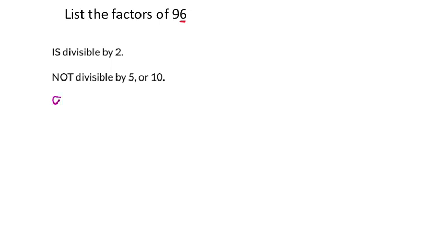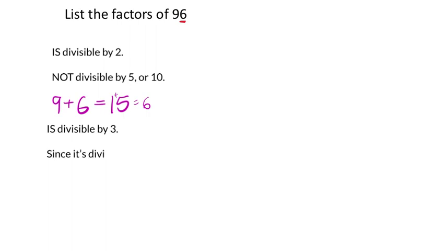So I'm going to take the 9 and the 6 and add those together, and when I do, I get 15. 15 is divisible by 3, but again, just in case you didn't know, you could add those together, 1 plus 5 to get 6, which means it's also divisible by 3. Okay, so it is divisible by 3. Now, since it's divisible by 2 and 3, it is also divisible by 6. Okay, so that was nice.